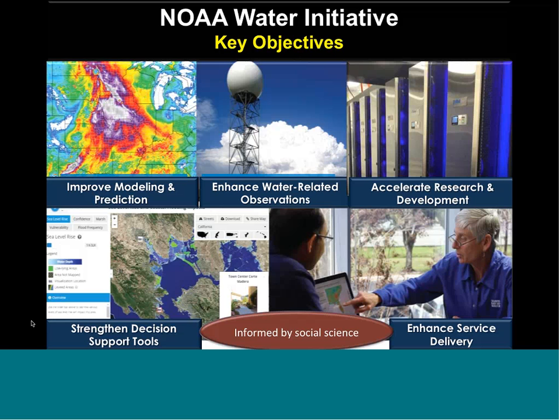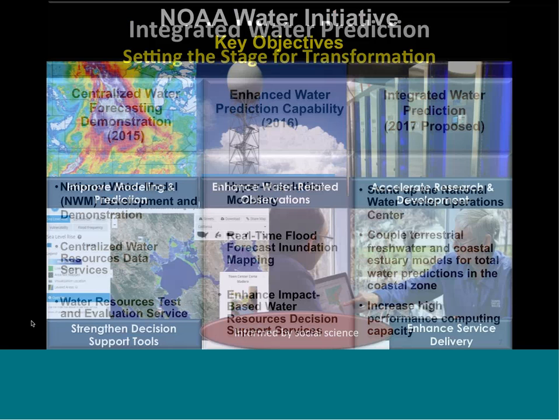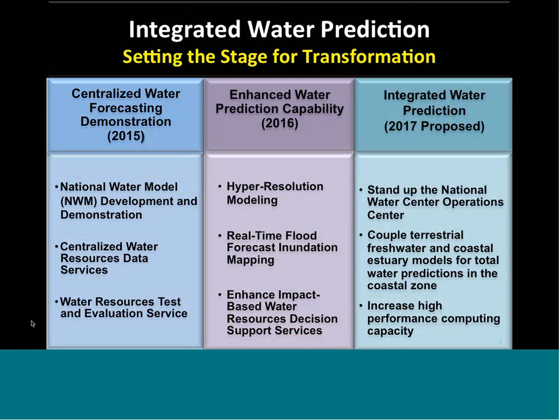There is also an enhanced commitment to service delivery, involving the communities and the stakeholders as we roll out new information, all of which is informed by the need for robust social science. So how are we going about doing this? Over the last 2 years, we've been successful in receiving additional appropriations directing us to first develop the centralized forecasting demonstration, an effort through which the National Water Model was developed, demonstrated, and actually operationalized, as Dan mentioned in the introduction.